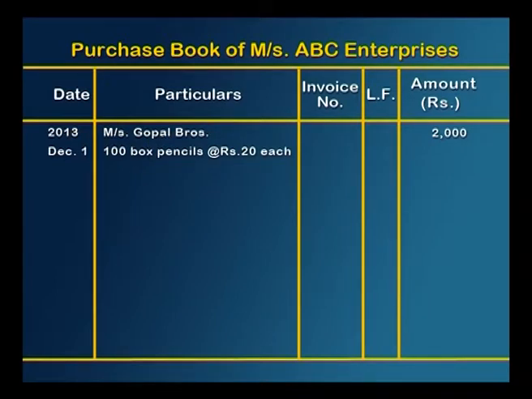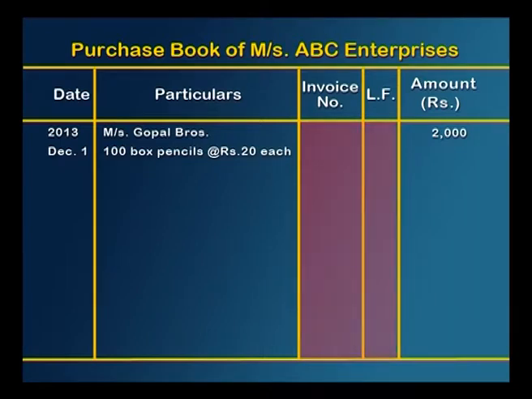In the particulars column, you can observe the name of the party, Messrs. Gopal Brother, is given. Then details of the item, that is 100 box pencils at the rate of rupees 20 each, is given, and the total amount of 2000, that is 100 boxes multiplied by 20, is shown in the amount column. Now, observe that invoice number and ledger folio, these are the items of practical usage.